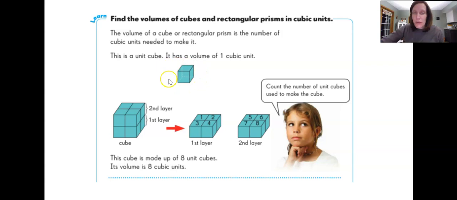So this is what a unit cube is. It has a volume of 1 cubic unit. What that means is it's one little cube, which means every side is the same length. Now if we put a bunch of those together, we can find the volume of larger cubes or rectangular prisms. Here you can see we've made a larger cube with 2 layers. If we break those layers apart, you can see in our first layer we had 1, 2, 3, 4 cubes, and then our second layer would be 5, 6, 7, 8. So the total volume of this cube is 8 cubic units.